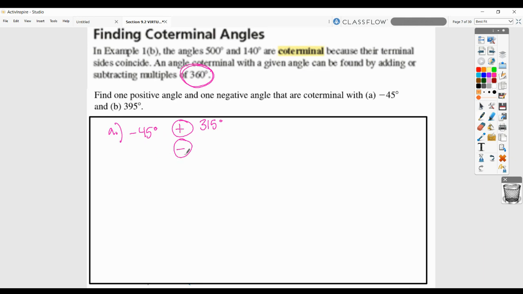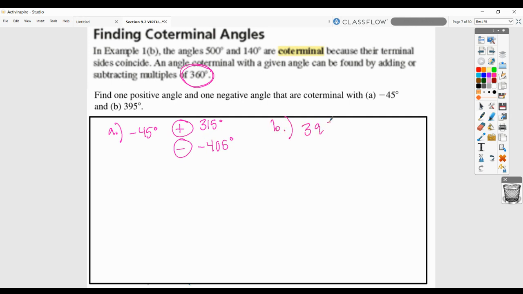Well, I need to give a negative coterminal. So I'm going to take this negative 45 and I'm going to subtract 360. You're adding and subtracting 360 because that is one full revolution around the coordinate plane. So when I subtract 360, I get negative 405 degrees. Is that the only negative coterminal? No. I could take negative 405 and subtract another 360 and another 360. All of those would be coterminal. So you just need to state one positive and one negative.